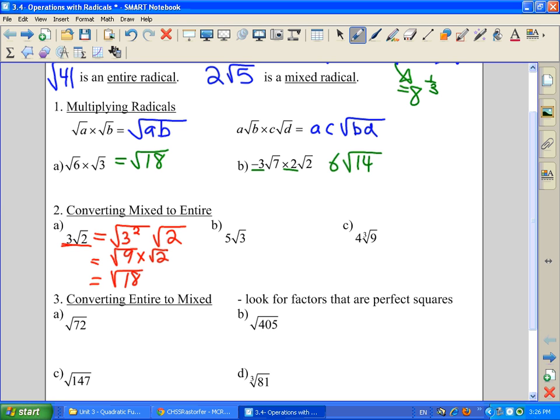All right, let's try the next example here. Okay, so 5 is outside, which means if we put it in the square root, it's got to be 5 squared times root 3. Okay, so it's going to be root 25 times root 3 equals root 75. All right, next one, a little harder here, but we can do this.